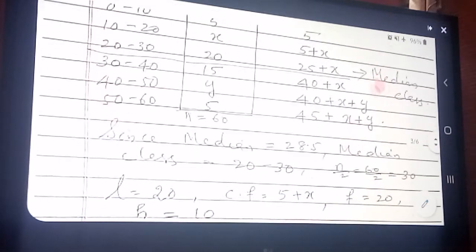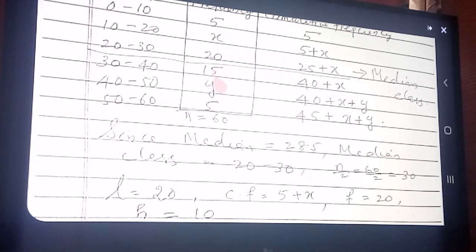First I told you, you have to find out the median class. Here you may think, how to find the median class, because n by 2 needs the total frequency 45 plus x plus y. Two frequencies are missing, so you do not know the values of x and y. But in the question the median is given. Find where the median is lying. Mean, median and mode always lie in the classes only.